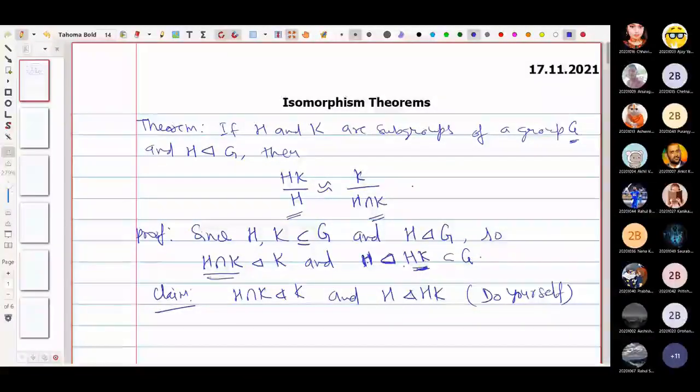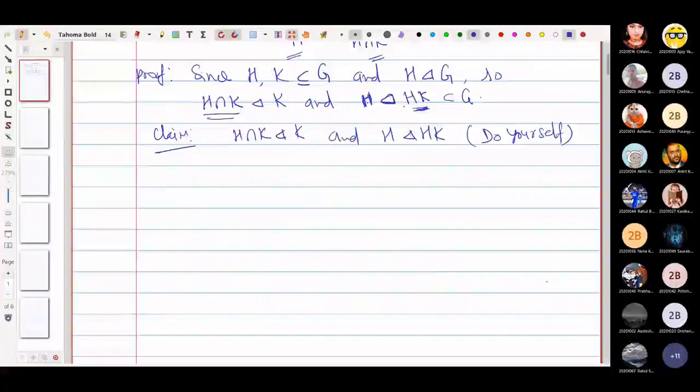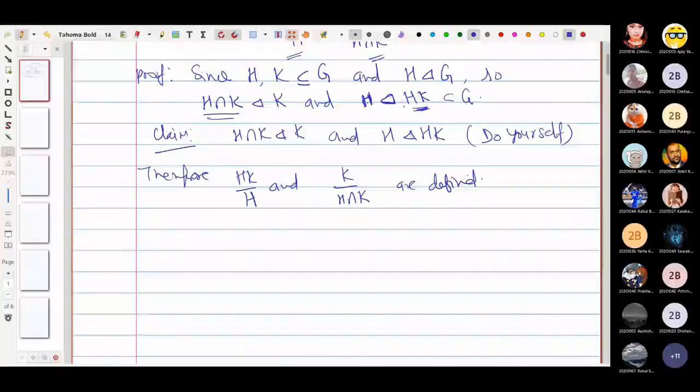For your better understanding, you can prove it. Otherwise, if you are getting it from here, then there is no problem. So therefore, HK by K, HK by H, and K by H intersection K are defined. Defined means that we can talk about these quotient groups.